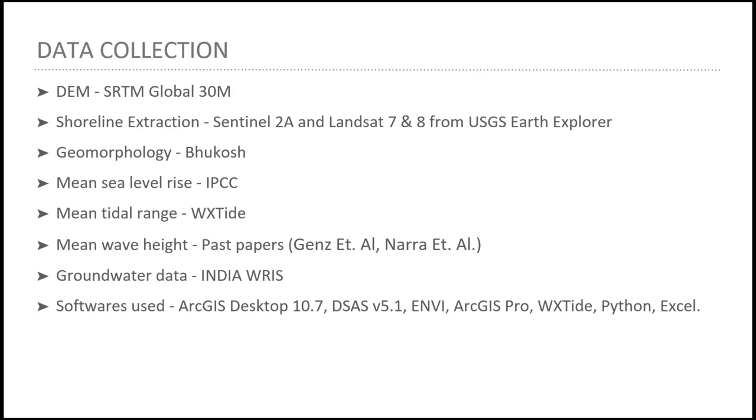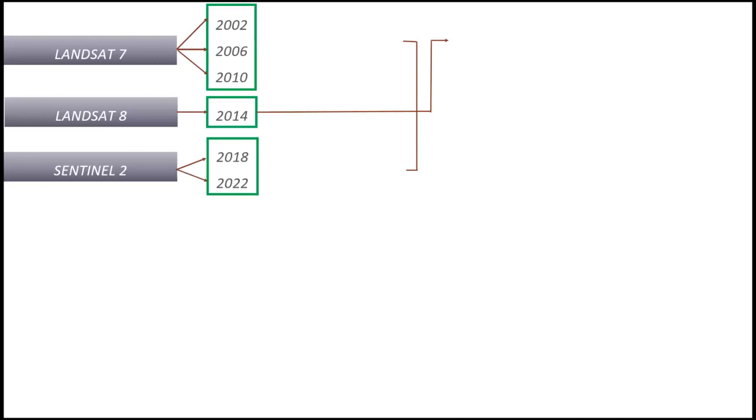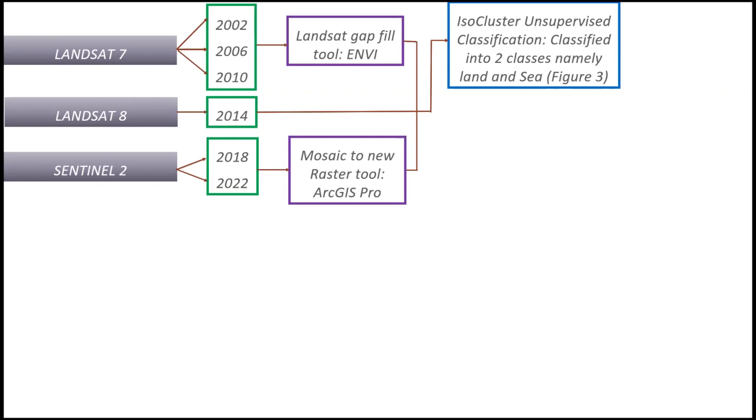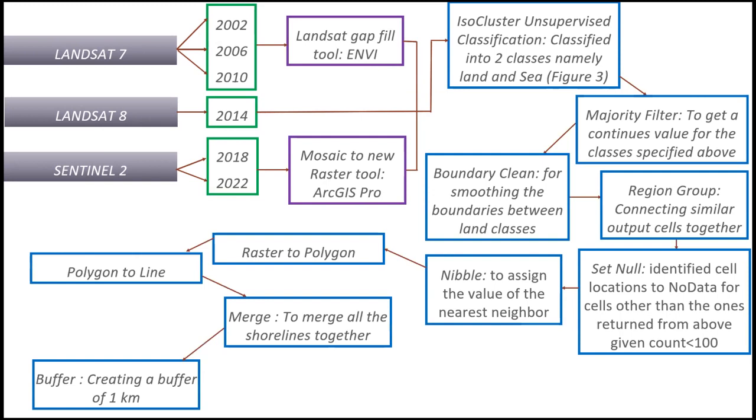So we have taken data from 2002 to 2022. Landsat 7 data was available for 2002 to 2006 and 2010, and Landsat 8 was for 2014, and Sentinel 2A was for 2018 and 2022. So using ENVI, we had to fix scanline errors in Landsat 7, and in Sentinel 2, since it was not covering the whole study area, we had to mosaic the two images into one. And we did ISO cluster unsupervised classification for classifying between land and sea. And these are the basic steps to actually calculate, to merge all the shorelines, to extract the shorelines of all the different days of all the different years, and find the shoreline change rate.